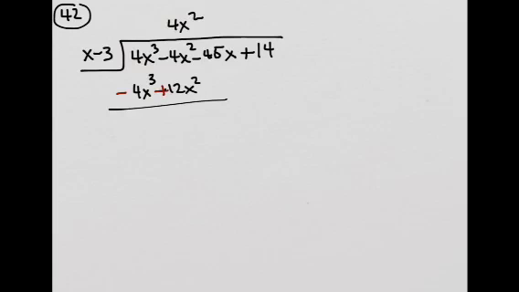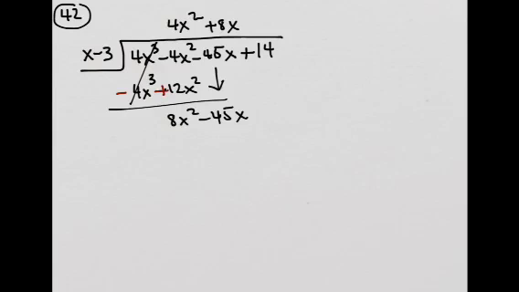Now you combine the two rows. This is 0 and this is 8x squared. You bring down the next term. Again, this is just like long division in grade school. And again, you ask yourself, x times what gives you 8x squared? So that would be 8x.